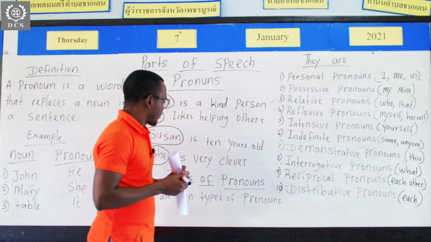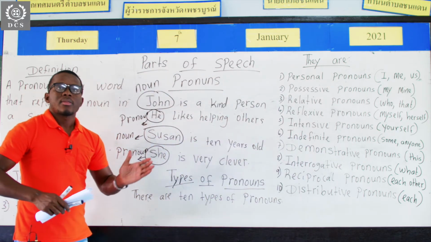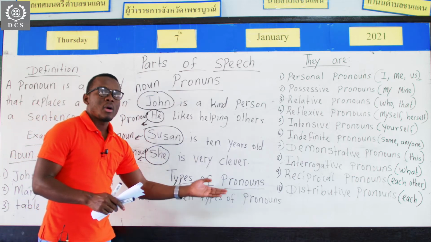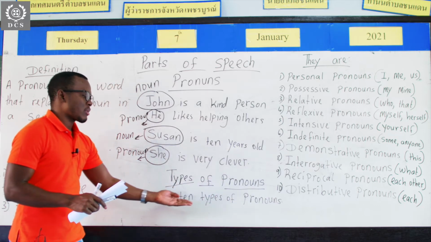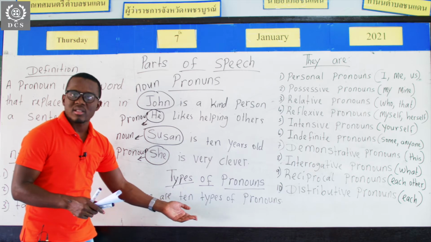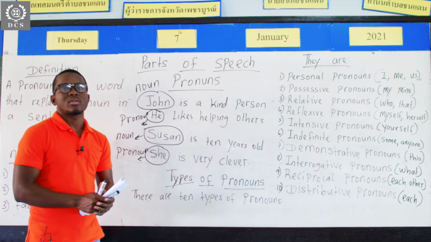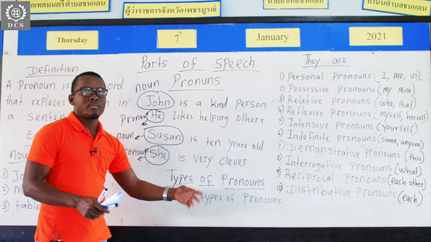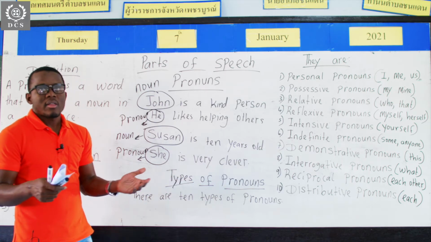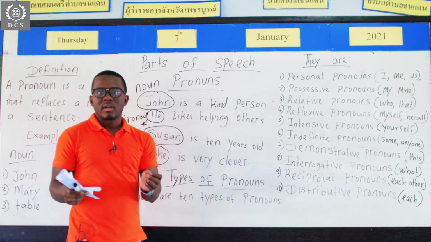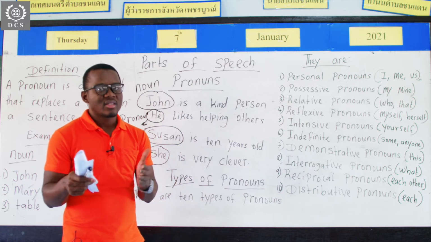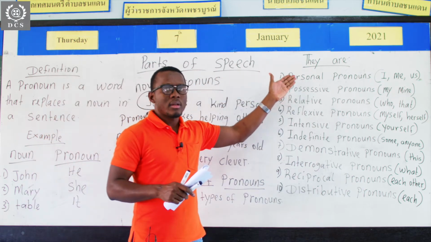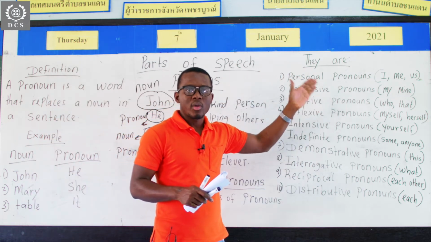So let's move on. We can see that there are 10 types of pronouns. You can say types of pronouns, categories of pronouns, or groups of pronouns. It's the same thing. So if we look over here, we can see the different categories of pronouns.